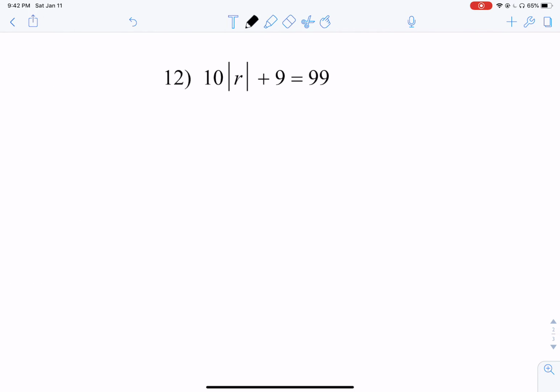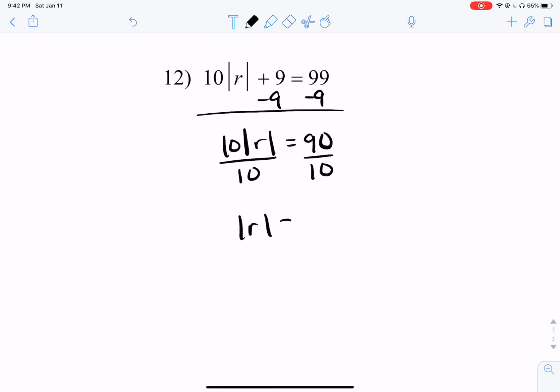Now moving on to number 12, I would start by, again, subtracting 9 from both sides using inverse operations. So 10 times the absolute value of r is equal to 90. I then divide by 10, and the absolute value of r is equal to 9. So there are two possibilities for the value of r. Either r is equal to +9, because the absolute value of 9 is 9, or r is equal to -9, because the absolute value of -9 is 9. So this, again, is going to be your solution.